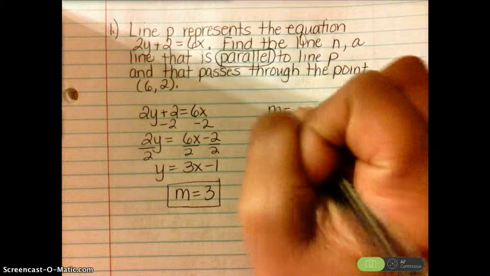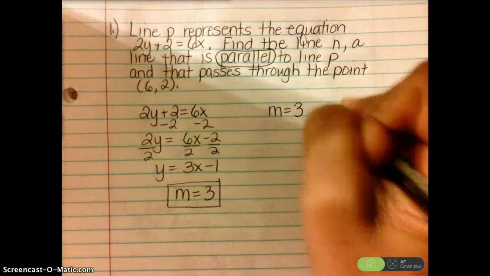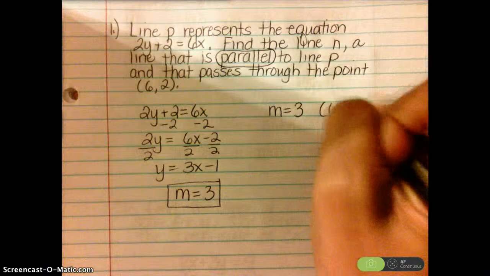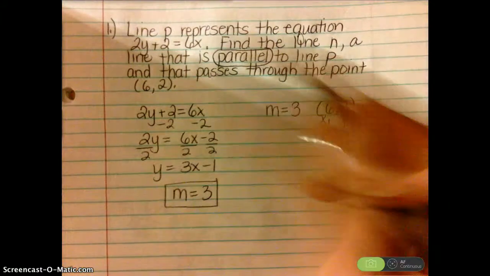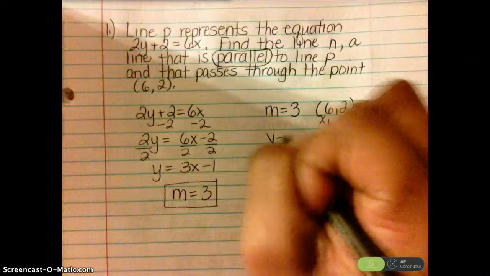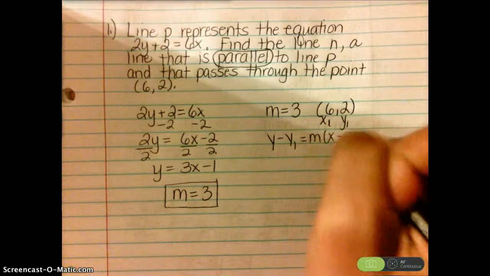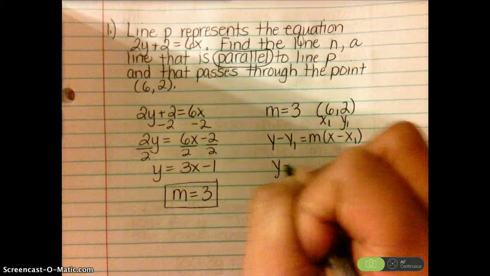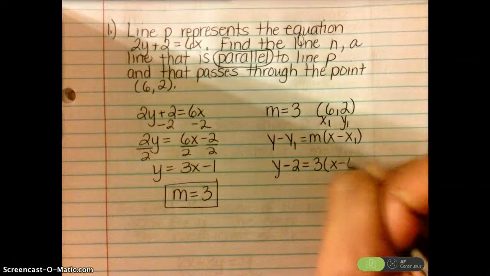So now I'm going to use m equals 3, and they want the line to pass through the point (6, 2). So here's your x1 and your y1. And I'm going to use my point-slope form, y minus y1 equals m times (x minus x1). This is going to be y minus 2 equals 3 times (x minus 6).